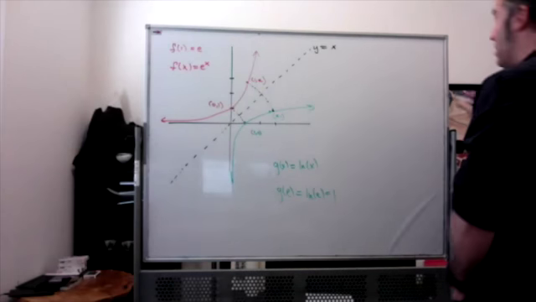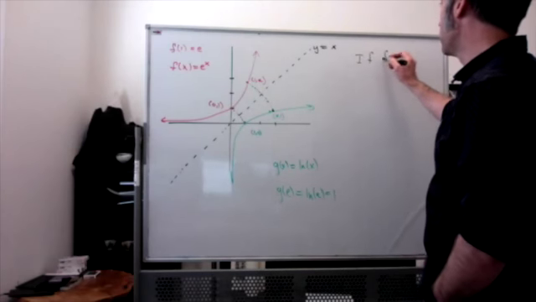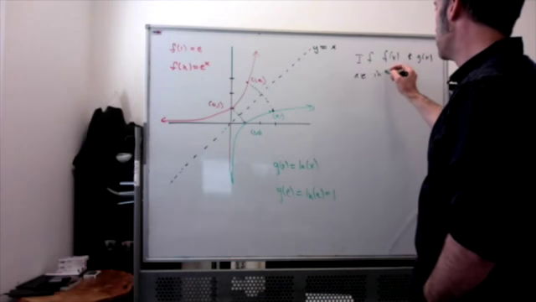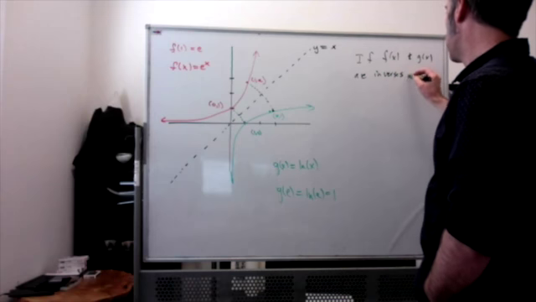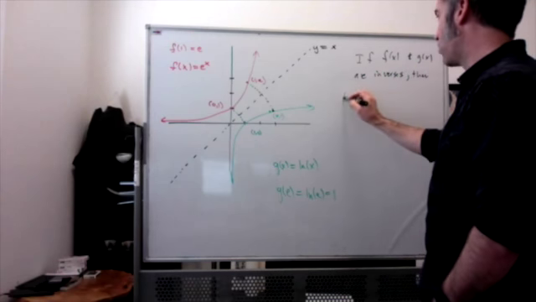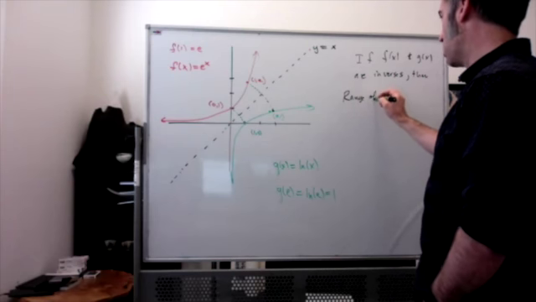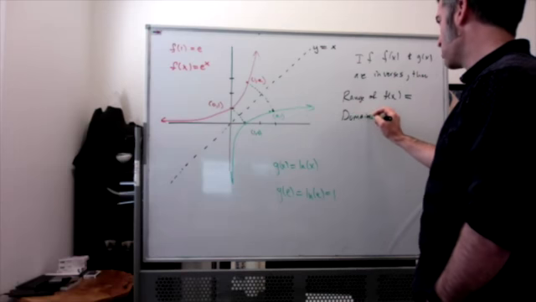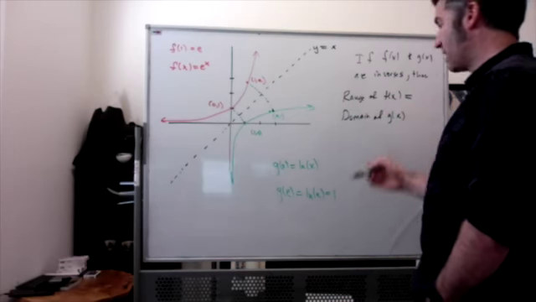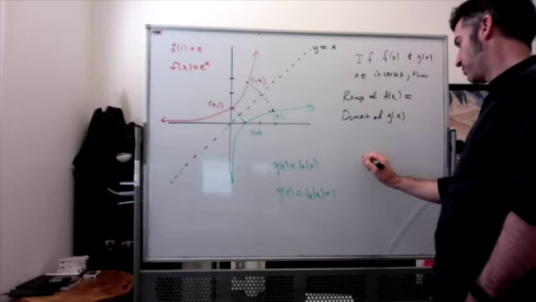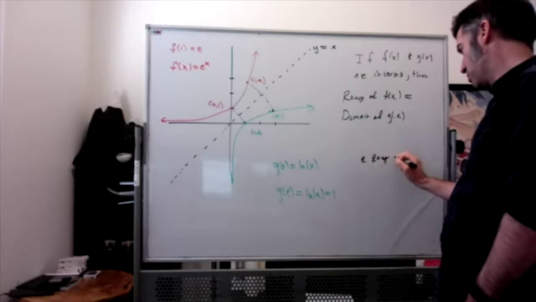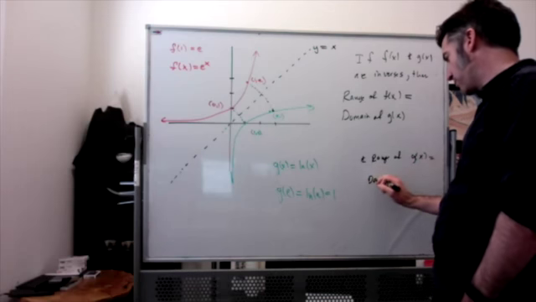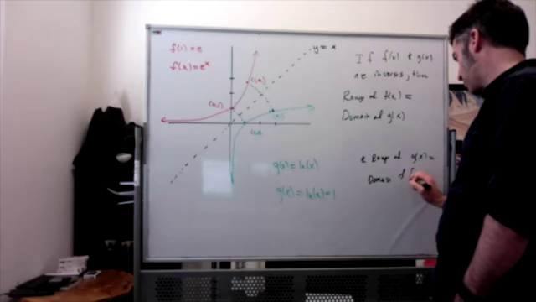So if f and g are inverses, then we know that the range of f of x is equal to the domain of g of x, and vice versa. The range of g of x equals the domain of f of x.